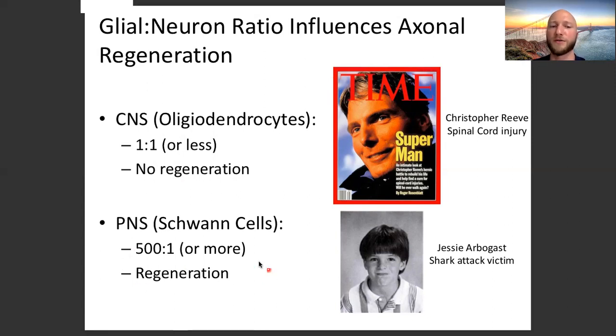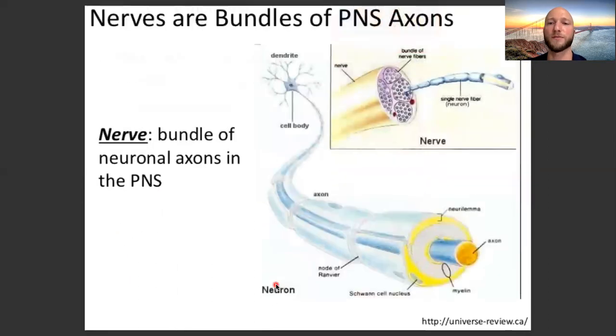The axons regenerated. Peripheral nervous system axons regenerate better, it's thought, because of this large Schwann cell to axon ratio. When we talk about a nerve, it's a bundle of neuronal axons. So we have the cell body, and then this axon, which is the long arm that sends the action potential, the electrical signal. We saw this with the frog lab. Nerves are bundles of axons.